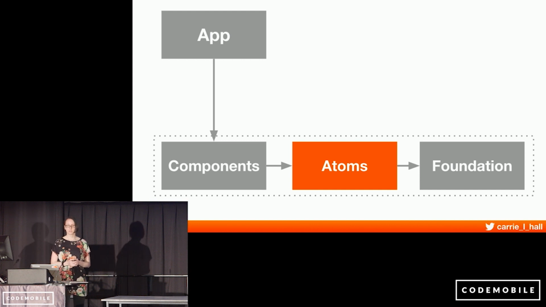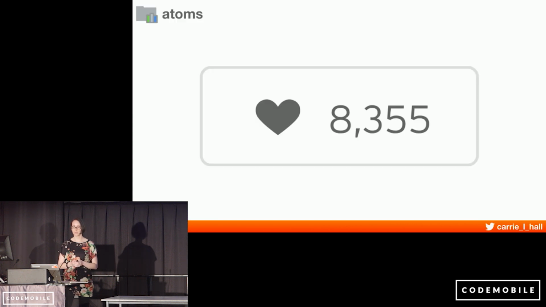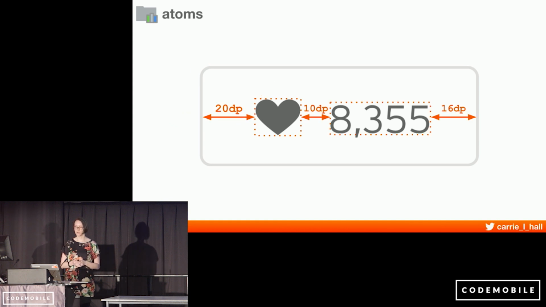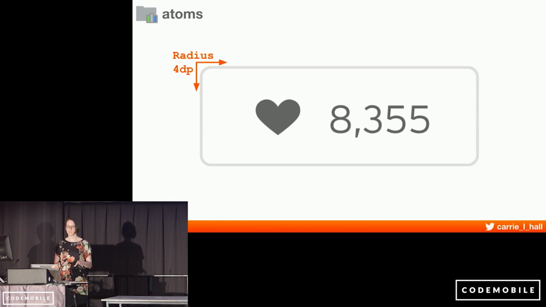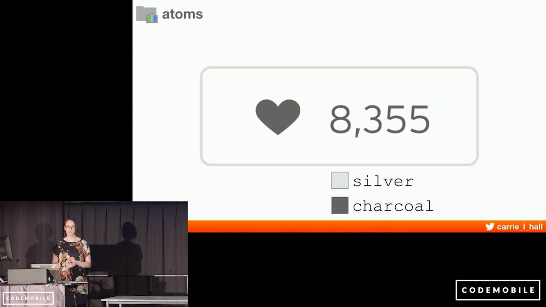So the atoms, again, are things like buttons, dividers, labels. They're just really simple UI elements. So again, we'll take the example of the like button. It has a width and a height. There's some definition of the drawables. There's some margin definitions. The rectangle has some sort of radius, and we use the colors that are defined in the palette.